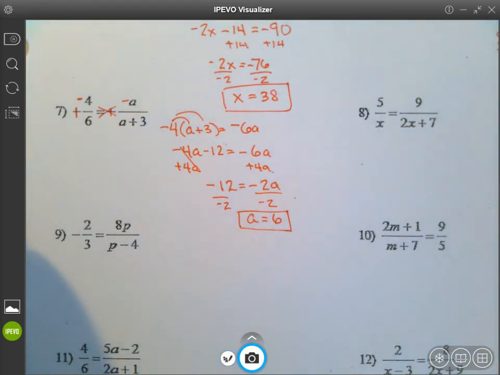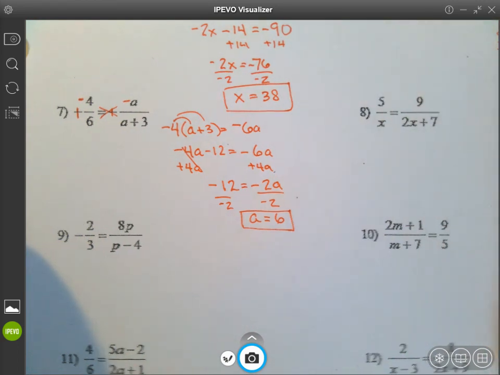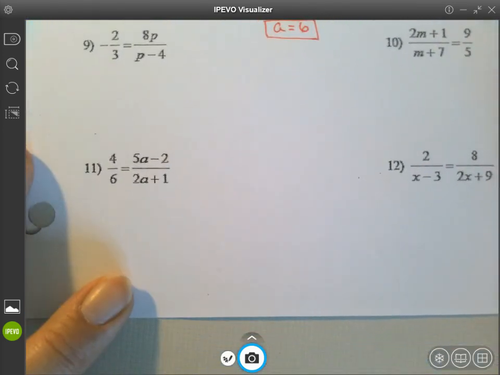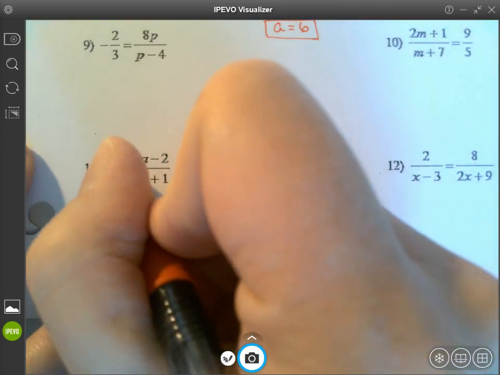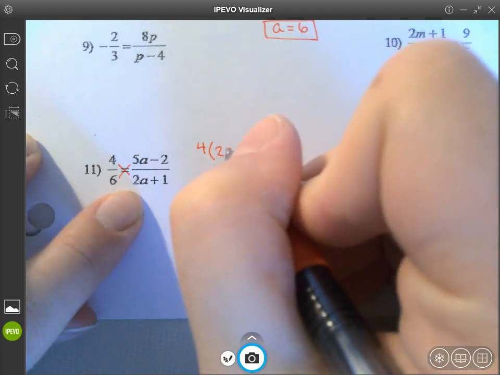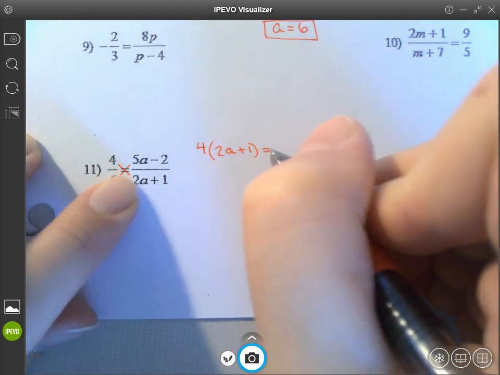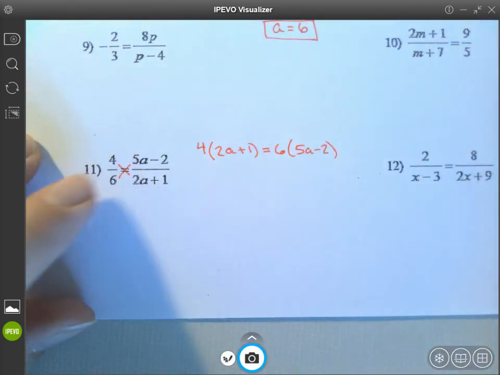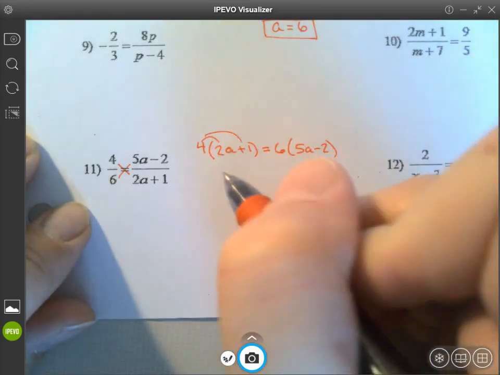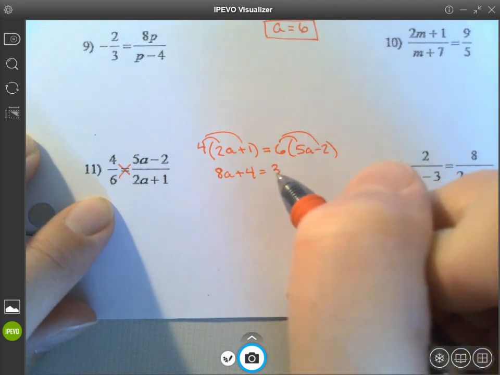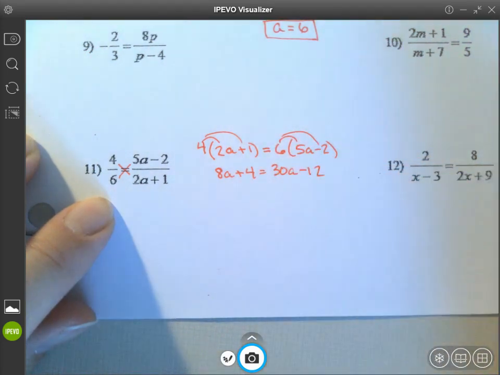Okay, I want to jump down to, I guess, number 11. And then you guys are going to try a couple of these on your own, and then we'll check them together. So looking at number 11, we are going to cross multiply, but there's more stuff going on. So I have 4 times 2a plus 1 equals 6 times 5a minus 2. So we definitely have some work to do. We're going to distribute. That'd be 8a plus 4 equals 30a minus 12.